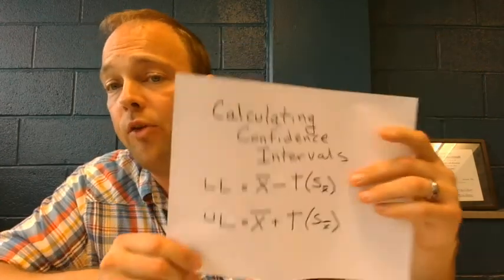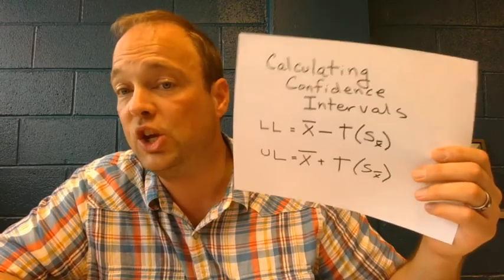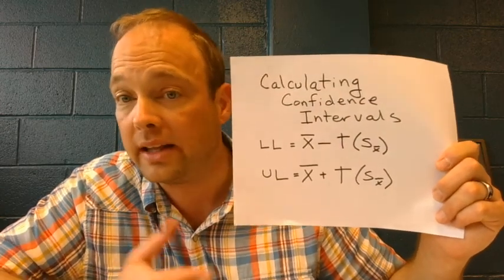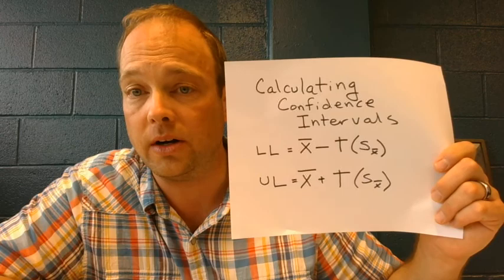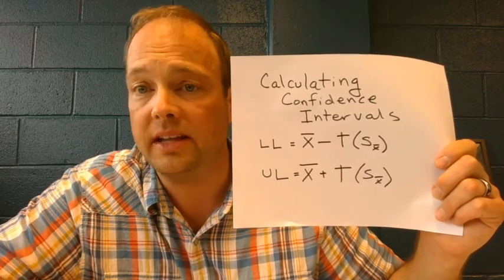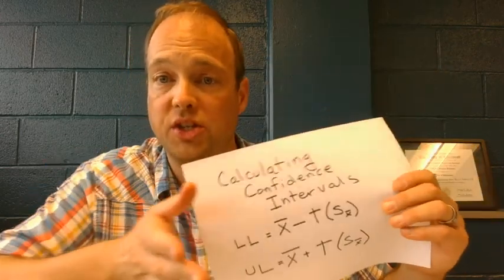These are the formulae that can be used to calculate confidence intervals. As a refresher, a confidence interval is an interval with the mean in the middle, a lower limit and an upper limit, and it is within that interval that we can be confident to a specified degree that the true population mean falls.